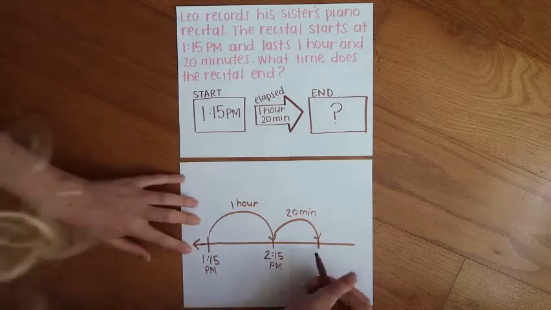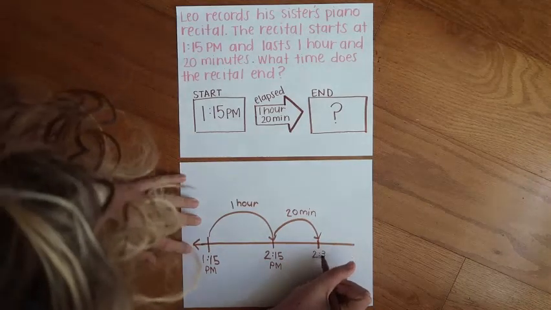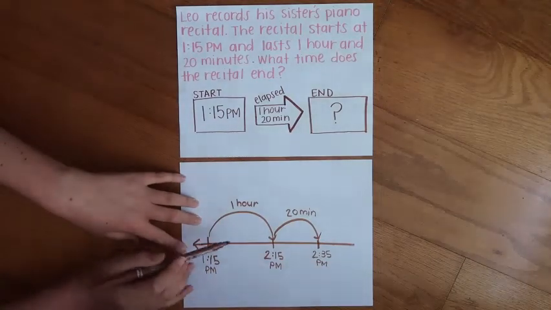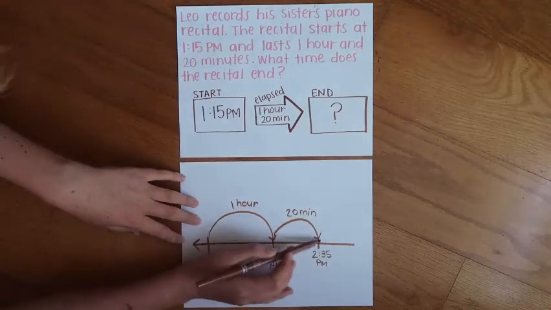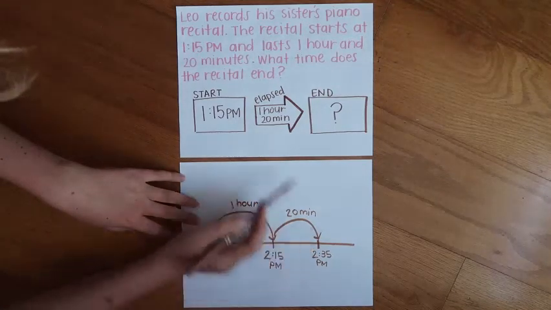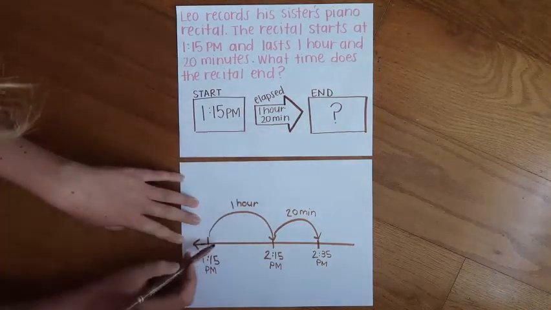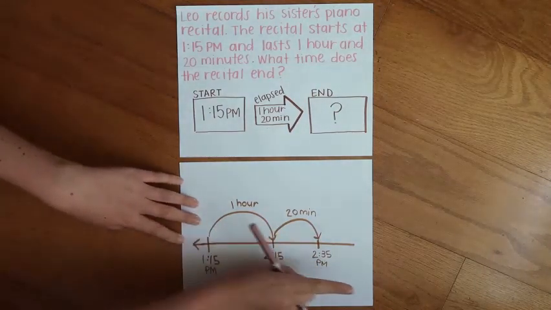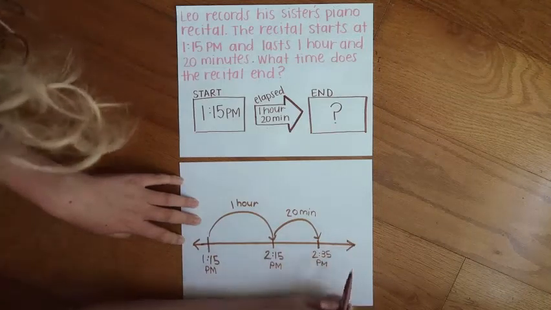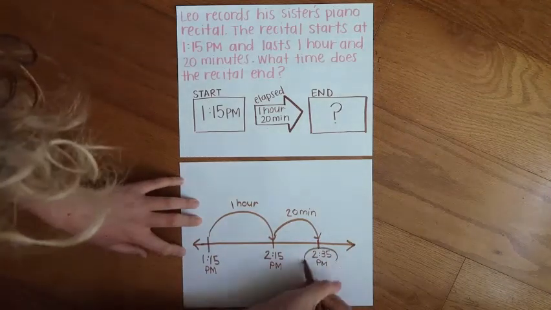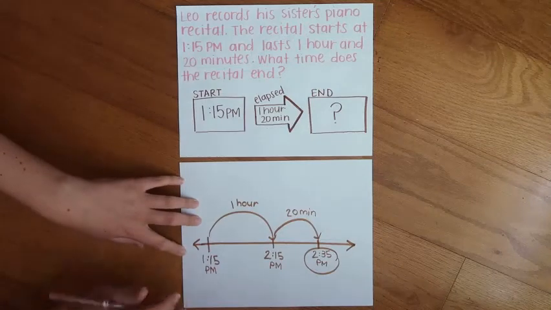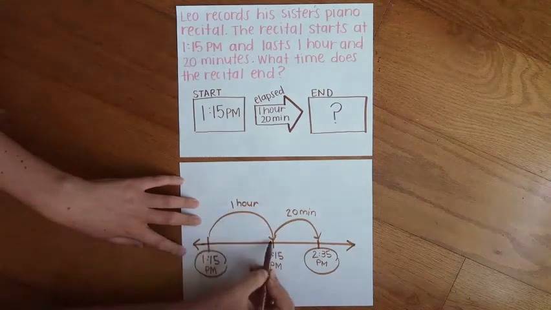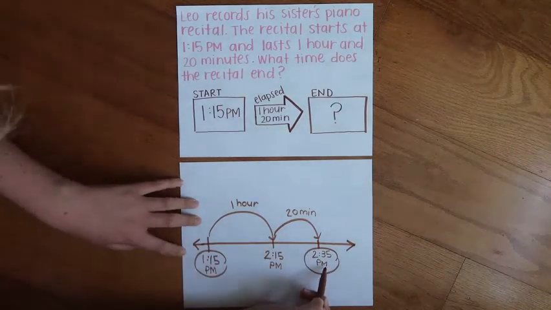So that will get me to 2:35 p.m. And this is how I know when to stop. It's because I have done 1 hour and 20 minutes of elapsed time. I've made 1 hour and 20 minutes of jumps into the future time, into that forward moving time. So now I can confidently say that this is my end time. I have my start time here. The elapsed time is those hops, and this is my end time.